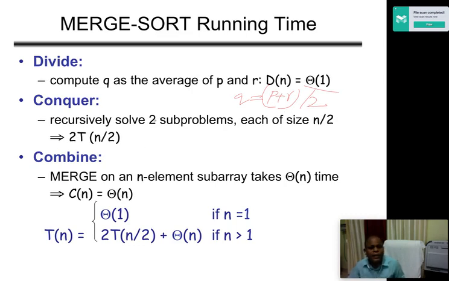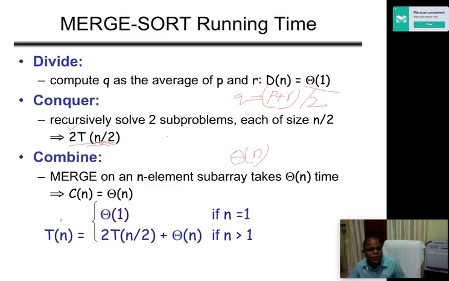Conquer: recursively you solve. Why is it 2 T(n by 2) in conquer? Because the problem is divided into two sub problems having roughly equal size, T(n by 2). And in case of combine, that means merging, in merge sort merging takes theta of n time.